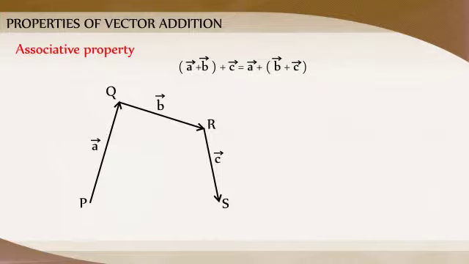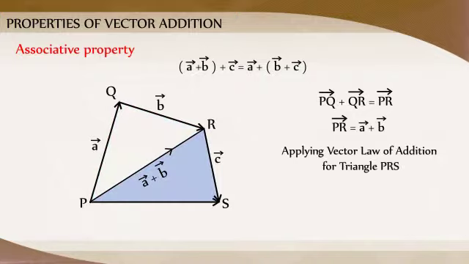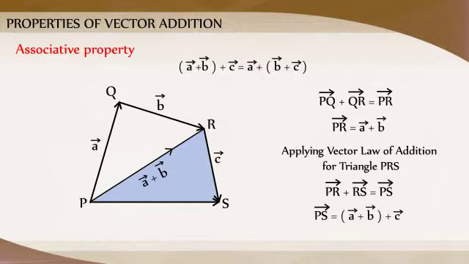Applying the triangle law of vector addition for the triangle PQR, we get vector PQ plus vector QR is equal to vector PR. That is, vector PR is equal to vector A plus vector B. Now, considering triangle PRS and applying the law of vector addition, we get vector PR plus vector RS is equal to vector PS. Therefore, vector PS is equal to (vector A plus vector B) plus vector C.